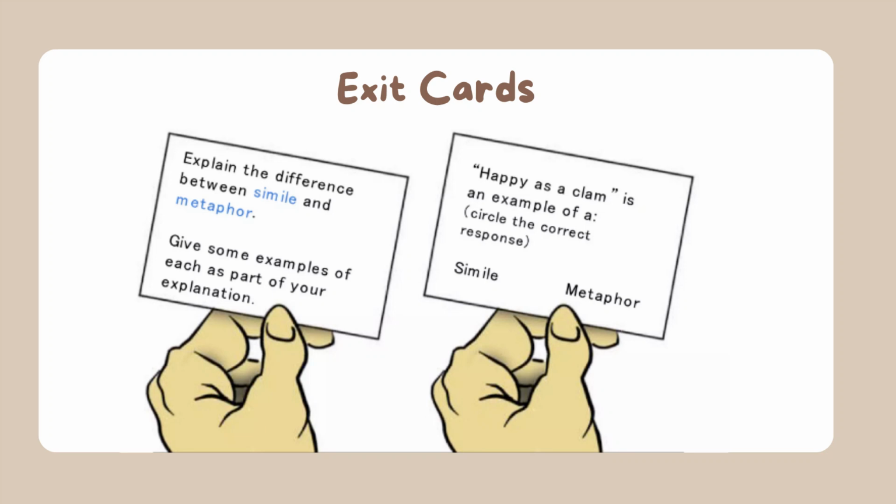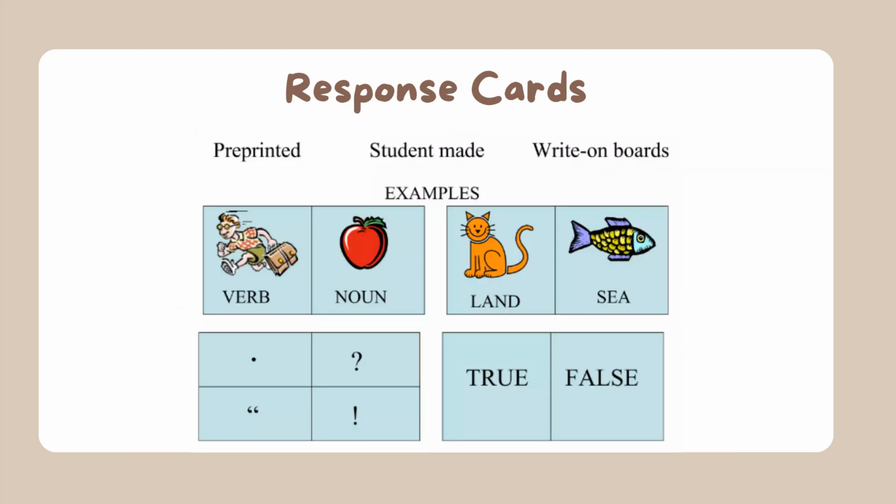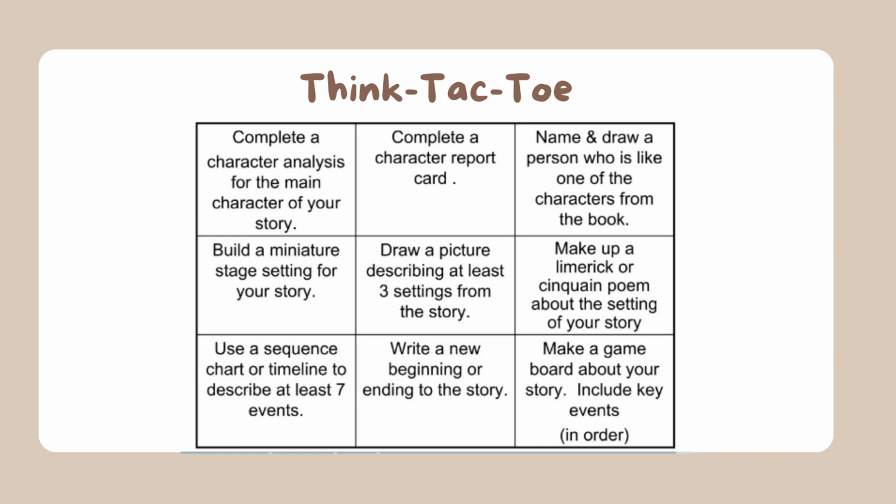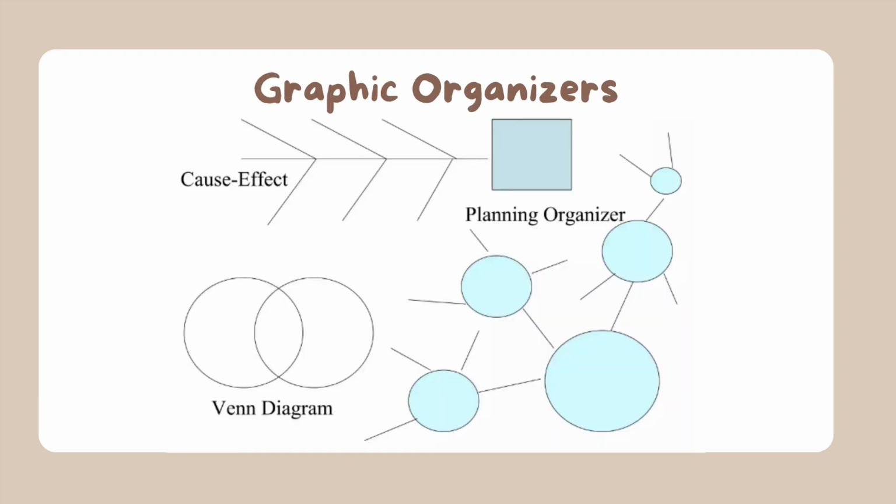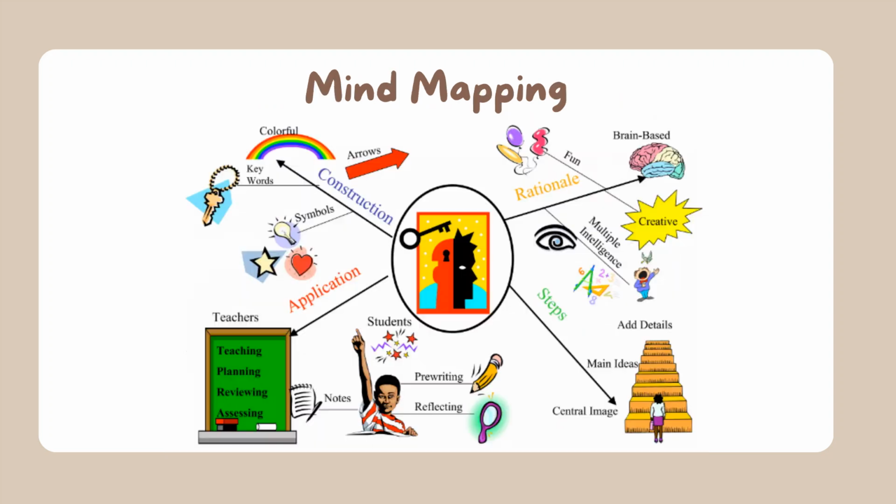First is the exit cards. Another is using response cards, which may be pre-printed, learner-made, or simply written on boards. Next is the Think-Tac-Toe, which is just a transformation of another game that we used to love. Different graphic organizers may also be used, such as the cause and effect fishbone diagram, planning organizer, and Venn diagram. For a less structured activity, mind mapping may be used.